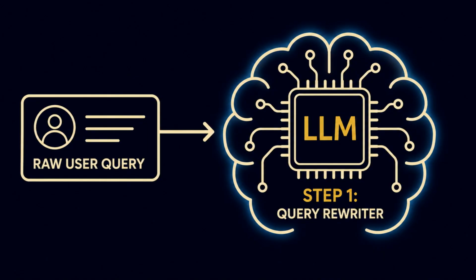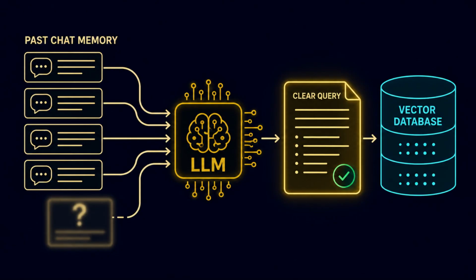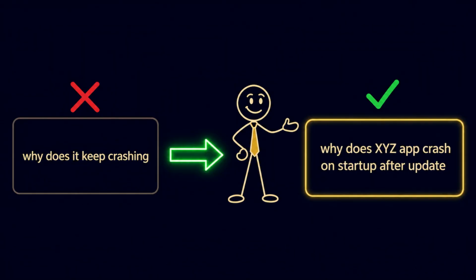Query rewriting uses the LLM itself as a first step before touching the vector database. It asks, given the conversation so far, turn this vague question into something clear and self-contained. So, "why does it keep crashing?" becomes, "why does this XYZ app crash on startup after the latest update?" Way more useful for search.